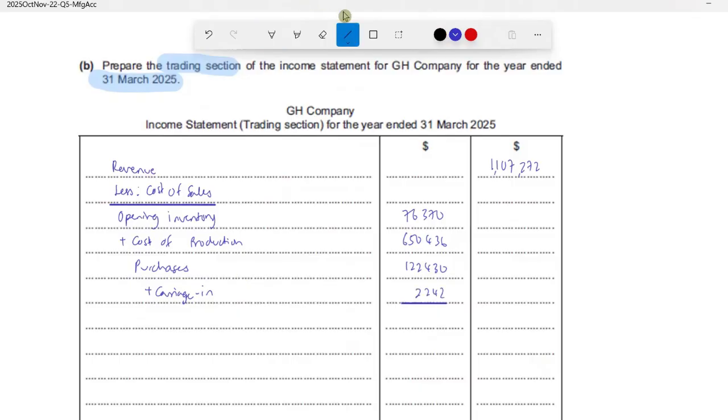Put a subtotal over here. Now we less the closing inventory, also referring to closing inventory of finished goods. With that, we have obtained the cost of sales. The revenue minus the cost of sales, we get a gross profit of $305,454. Right, this is the gross profit amount.